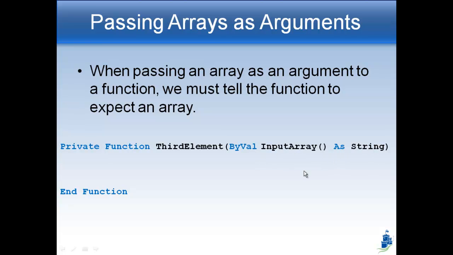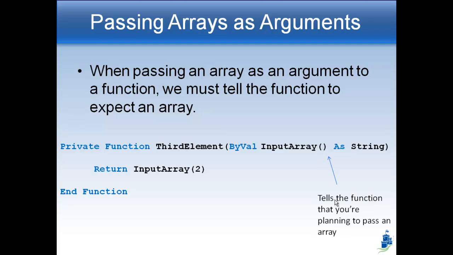Now what's different about this? What's different is that here, I don't just say a variable name, I put these parentheses right here. And this is an indication to the program that you're going to be passing an array. Now it knows this is an array and not just a regular singular variable. Inside this function, all I do is return the third element, which is input array of 2.